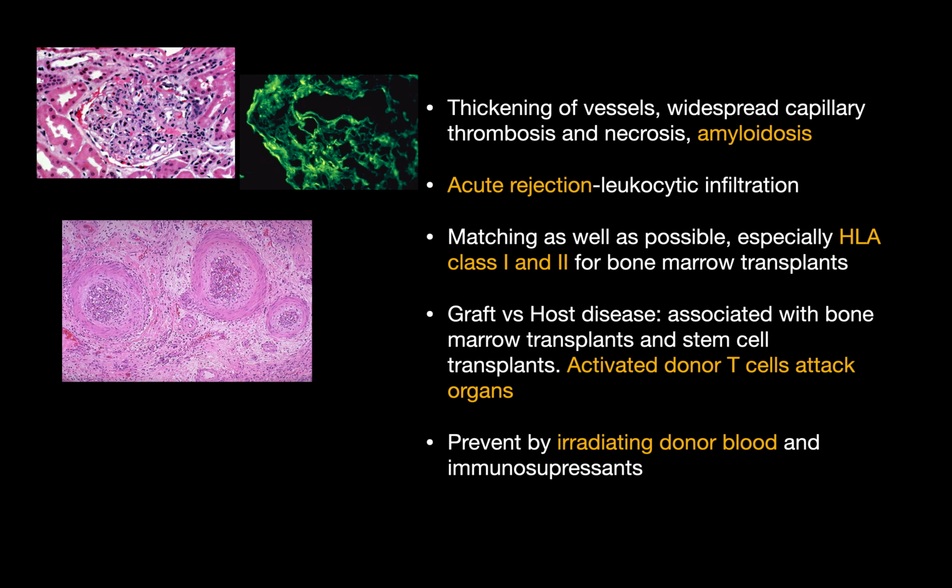So to prevent this, we want to match as well as possible, especially with the HLA classes 1 and 2 for the bone marrow transplant. We want to prevent graft versus host disease, where the associated bone marrow transplant and stem cell transplant will have the donor T cells attack the host organs. So how do we prevent that? We will irradiate the donor blood and put the patient on immunosuppressants.